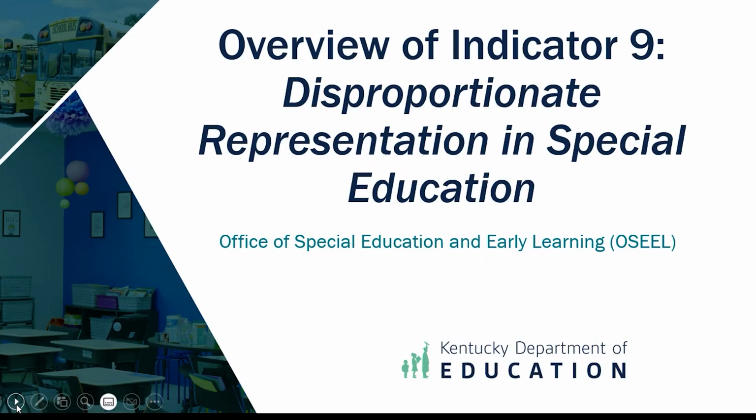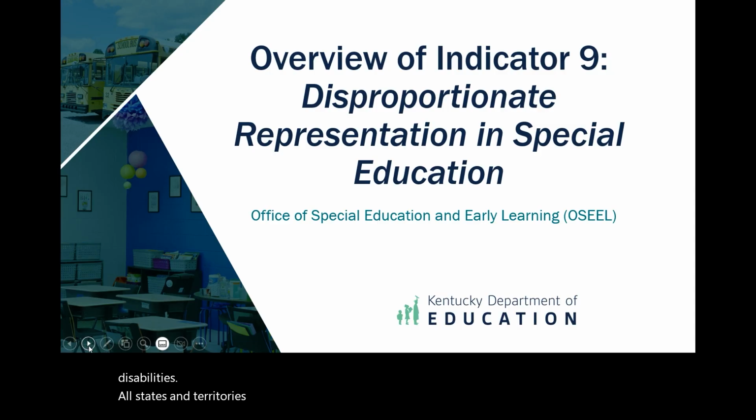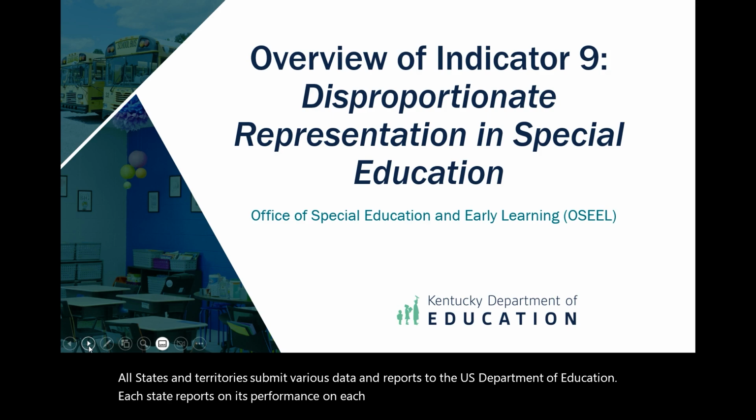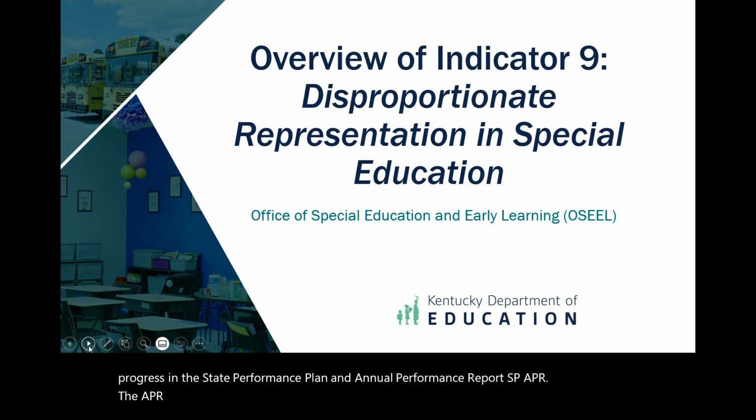The U.S. Department of Education, Office of Special Education Programs, OSEP, developed 18 indicators to help each state measure and report on its efforts to educate students with disabilities. All states and territories submit various data and reports to the U.S. Department of Education. Each state reports on its performance on each of the indicators as well as its plan to make progress in the State Performance Plan and Annual Performance Report, SPP APR. The APR must be submitted annually.